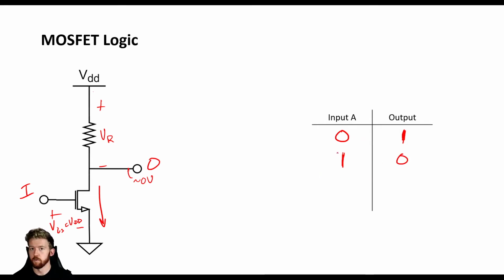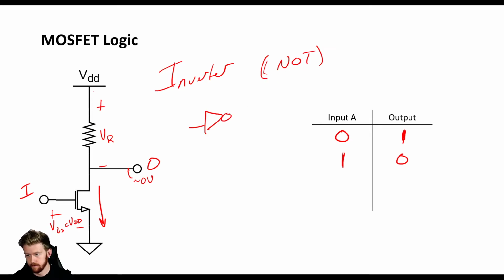So this is just a one input, one output device that flips the input. So which one is this? This is an inverter. Okay, so this is an inverter or a NOT gate. And its symbol is this right here. So this is a very basic example of an inverter and how we can implement this using a MOSFET.